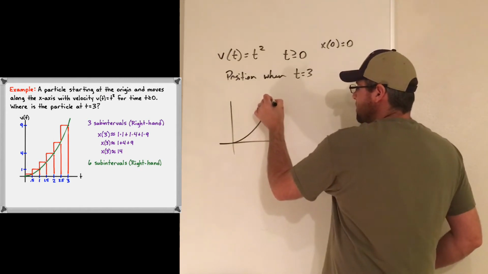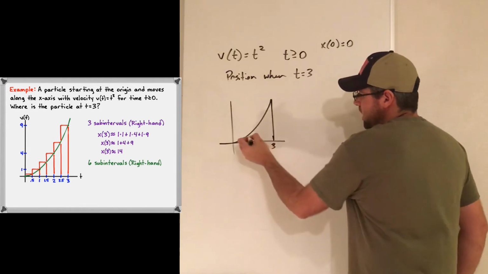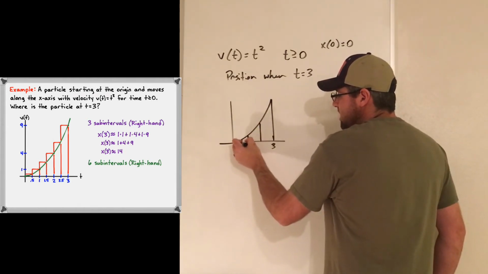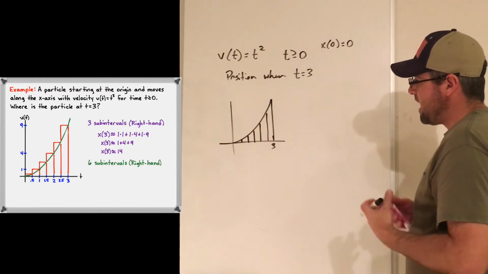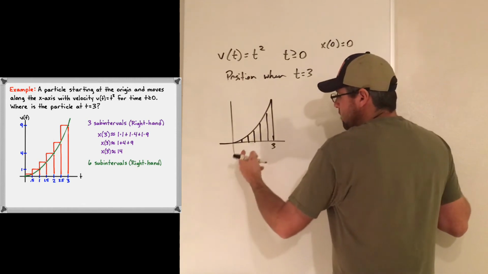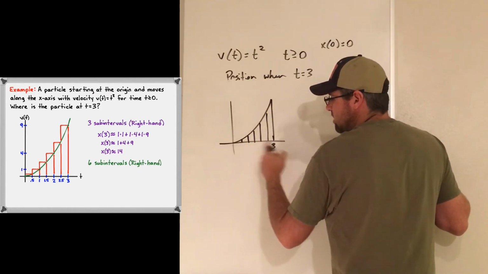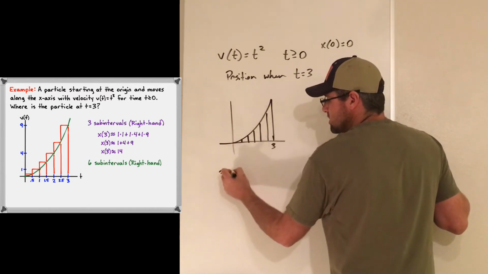But still, we're looking for the area under the curve from 0 to 3. Well, when I cut it into 3 subintervals, that was pretty inaccurate. So what I'm going to do instead is cut it into 6 subintervals. And I'm going to get closer to what my actual value is. Well, how do I figure out the width of each subinterval? Simple. You take the end point, the end time, subtract your initial time.